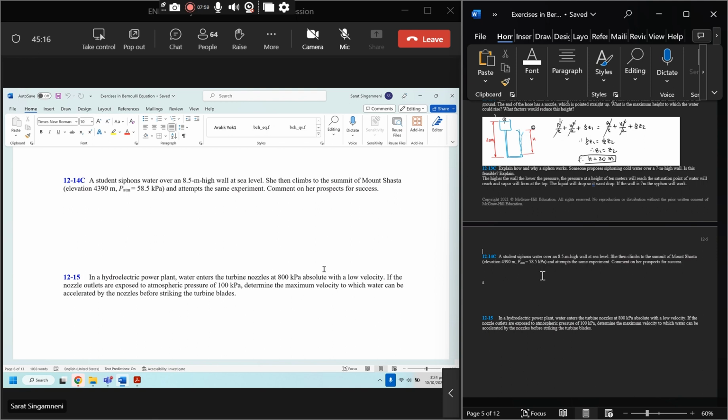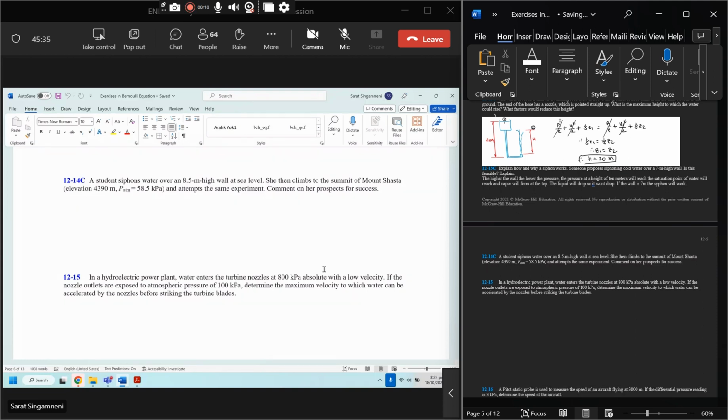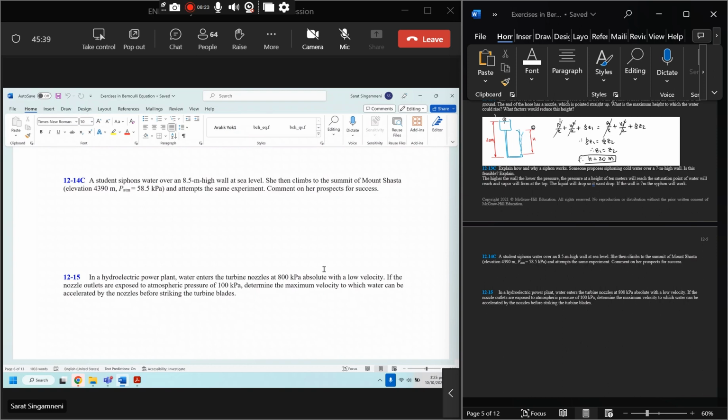So generally, if at sea level it is 10 meters high, if the pressure is reduced to 58 kilopascals, the height also will be almost halved. And so if she is trying to siphon at an 8.5 meter height, whereas the maximum elevation that is allowed for her before cavitation is only around 5.5 meters, so this is not a successful experiment. Probably it won't work there. That is our answer.